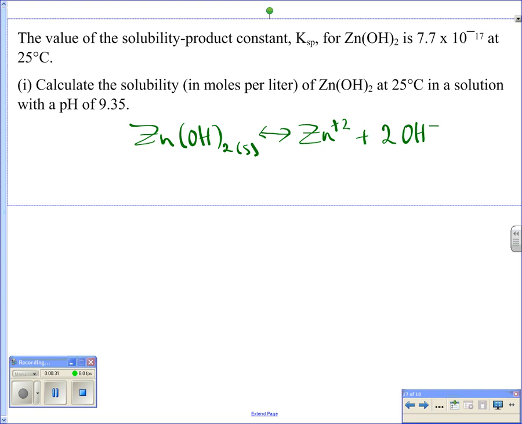So if we wrote an equilibrium expression for this, we would get zinc plus 2 times the concentration of OH minus raised to the second power. And there's nothing on the bottom because my reactants are solids. We only include aqueous species and gases in equilibrium expressions. So those are the only two that go in KSPs. And so we know that's equal to KSP.